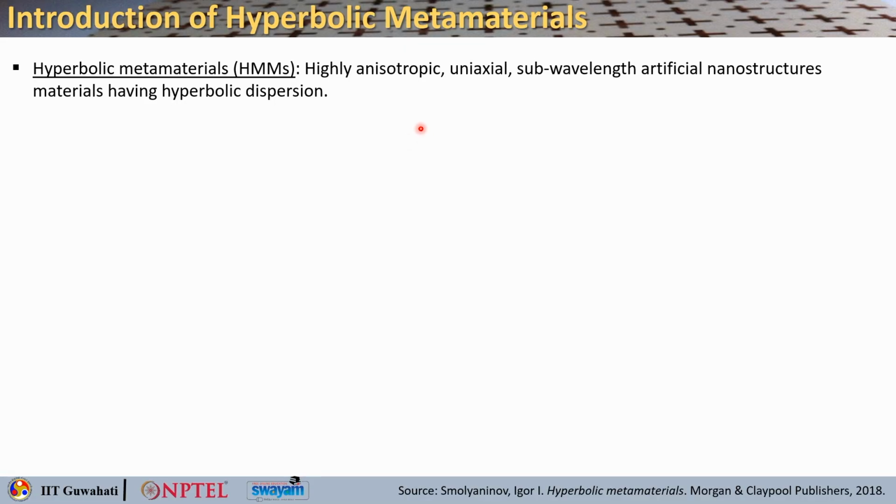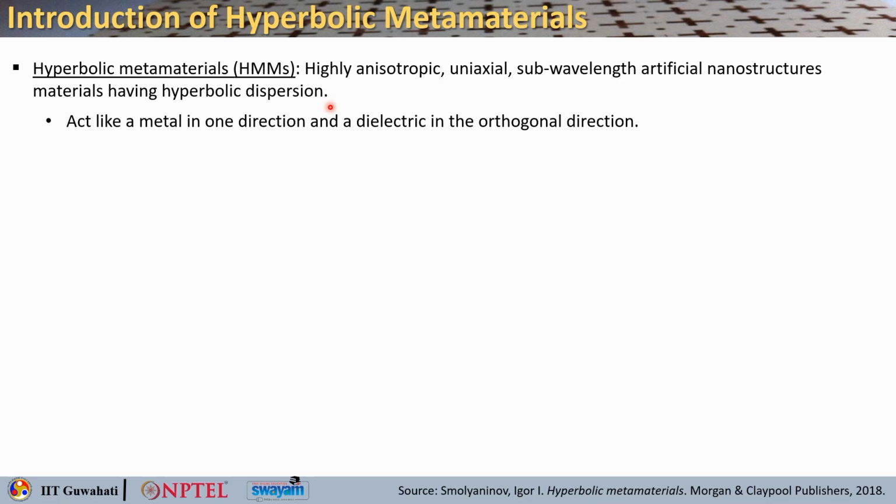So, hyperbolic metamaterials are highly anisotropic, uniaxial, sub-wavelength artificial nanostructured materials that have hyperbolic dispersion. If you look into their dispersion diagram, it looks like a hyperbola, right. So, what is so unique with this metamaterial? They basically act like a metal in one direction and like a dielectric in the two orthogonal directions.